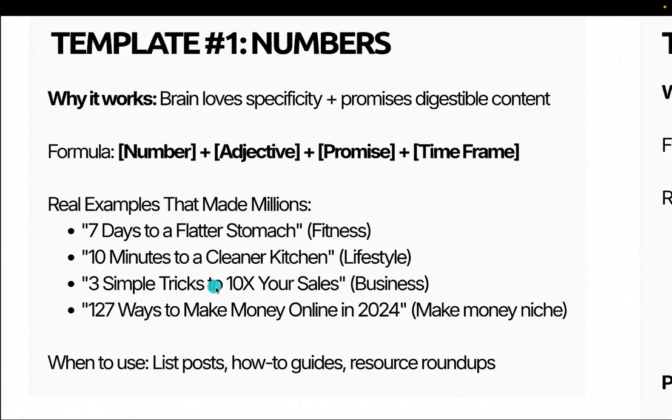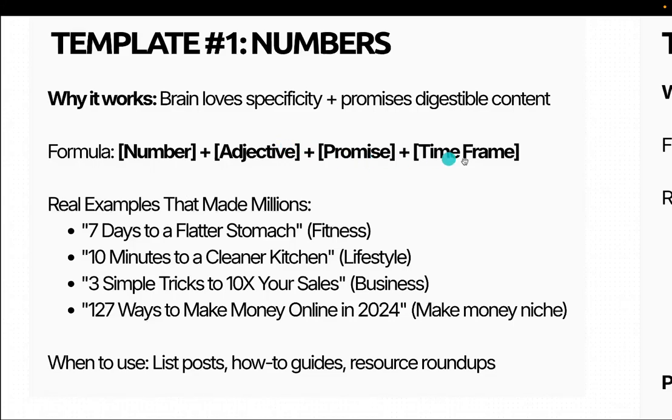This one is 3 simple tricks to 10x your sales. So this is a business example. 127 ways to make money online in 2024. So if people are following you because you create content on how to make money, you are definitely going to grab their attention with this headline. So assuming you attach this as a title to your YouTube video, you are really going to get a lot of people watching the video. 127 ways to make money online in 2026. You get it? So you started with a number. So this is the number. And then the adjective. You get it?